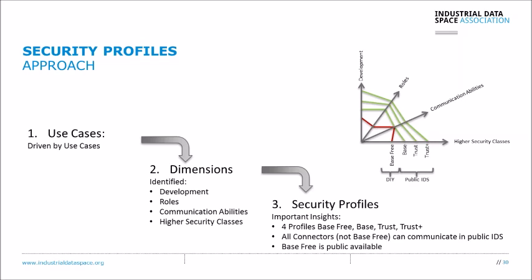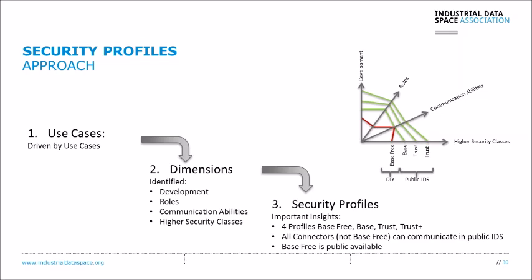And we identified that there are 4 dimensions where the connector types differ from each other. This is the kind of development, the roles that are supported, the communication abilities, and something we've summed under higher security classes. What we've got here are our 4 security profiles with some important insights. We have those 4 profiles. They're named at the moment Base Free, Base, Trust, and Trust Plus. Those names we use currently, but they are not very well chosen, so we are thinking about giving them the right names.